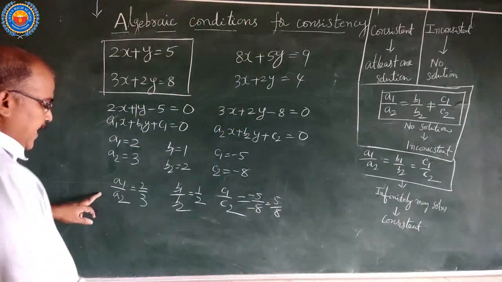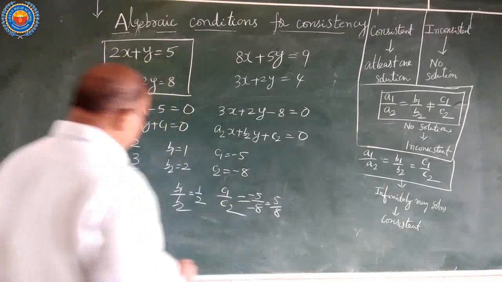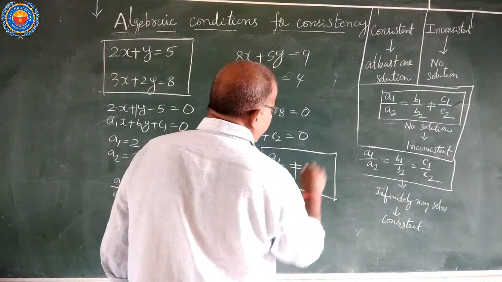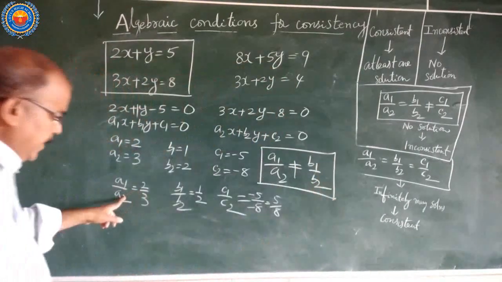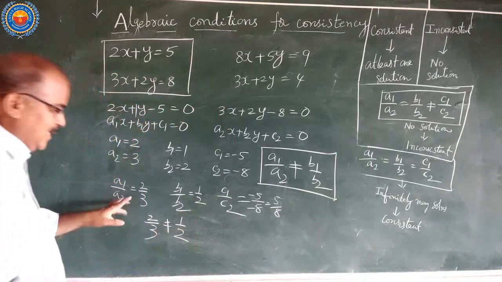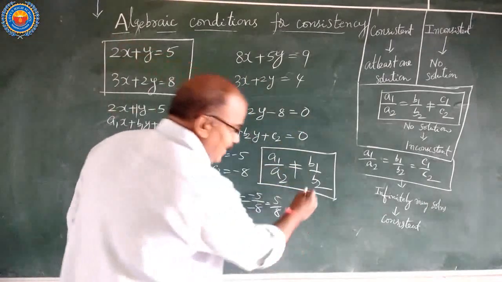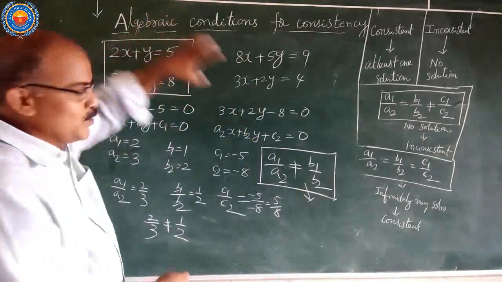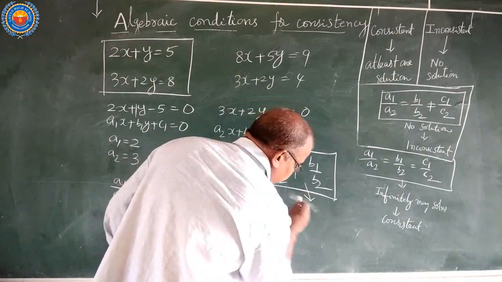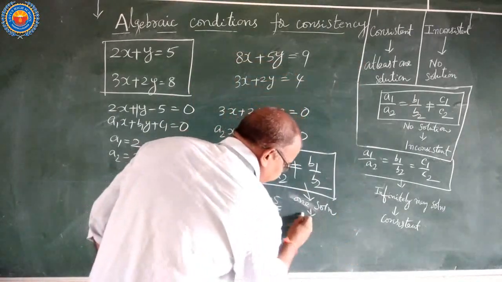What is the condition? a1 by a2 is not equal to b1 by b2. Here a1 by a2 is 2 by 3 and b1 by b2 is 1 by 2. Both are not equal, so that is the one condition. In this condition, as I already said, we get one solution, a unique solution. If it has at least one solution, we say it is consistent.